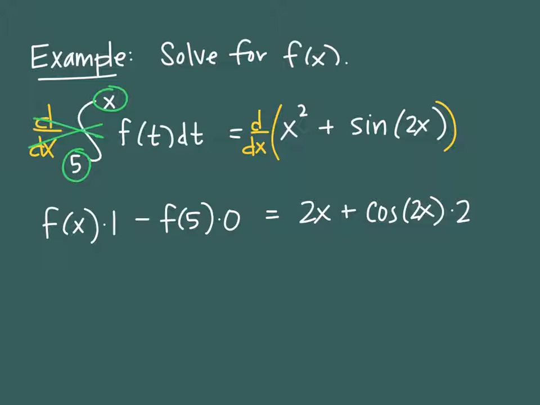So you apply the appropriate derivative rules to each piece, and then you clean it up. So f of 5 times 0 will be gone. And so f of x by itself is 2x plus 2 cos 2x. And I just solved for f of x.